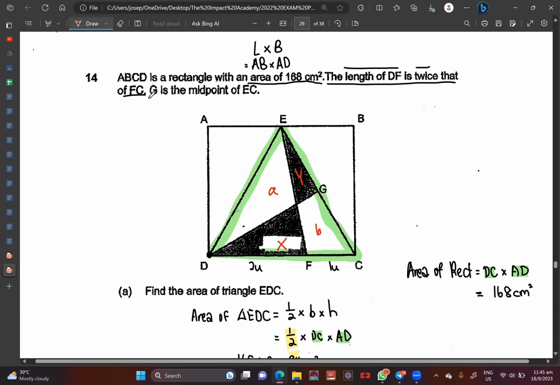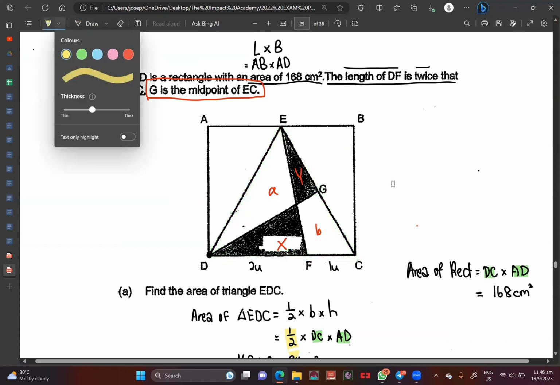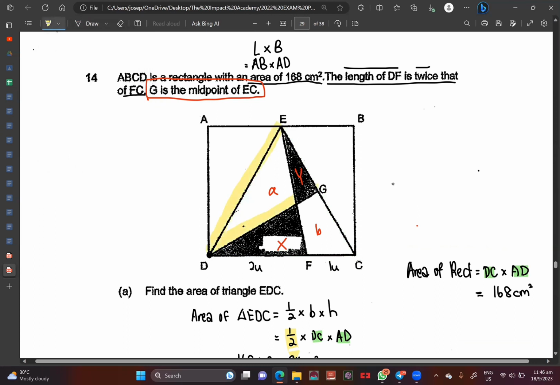Now, I don't know if you have seen this. It says that G is the midpoint of EC. What is the meaning of midpoint? Midpoint means it splits the triangle into half. So I'm going to remove my green highlighter. I want you to look at these two triangles. This is one of it, and then the other one is this over here. Now because this is midpoint, it means that they share the same height and they share the same base.